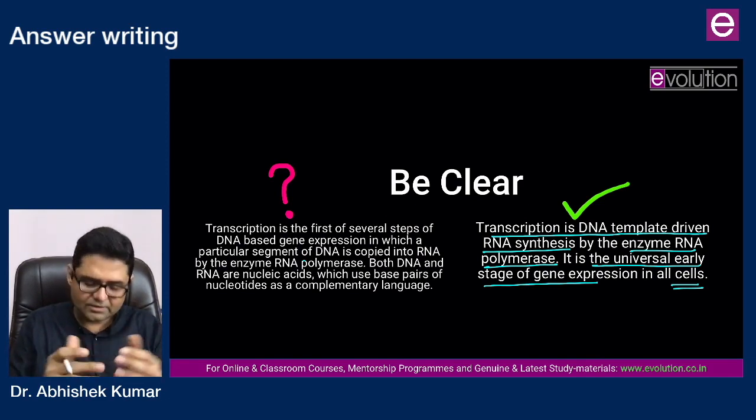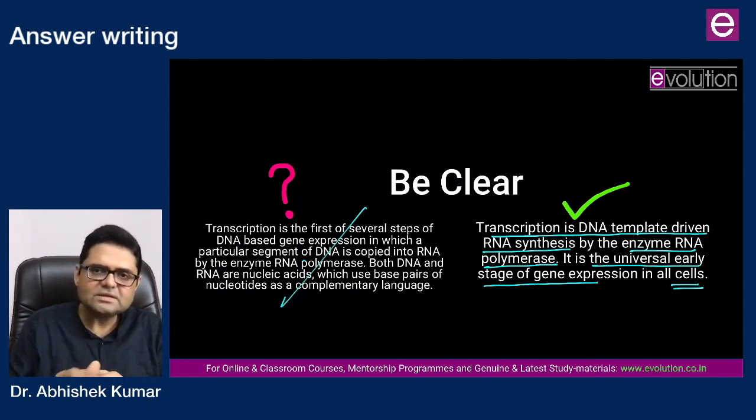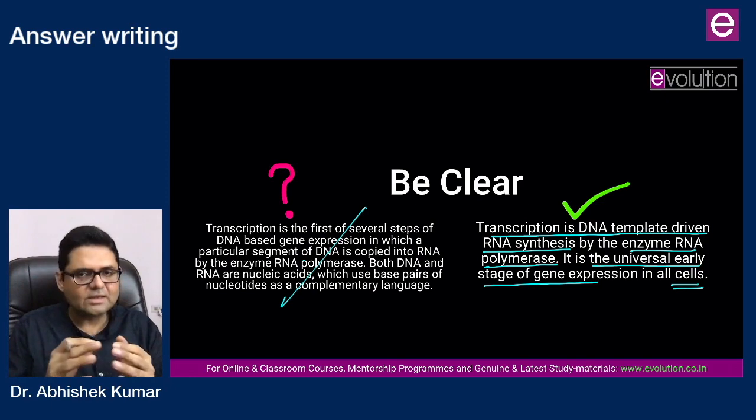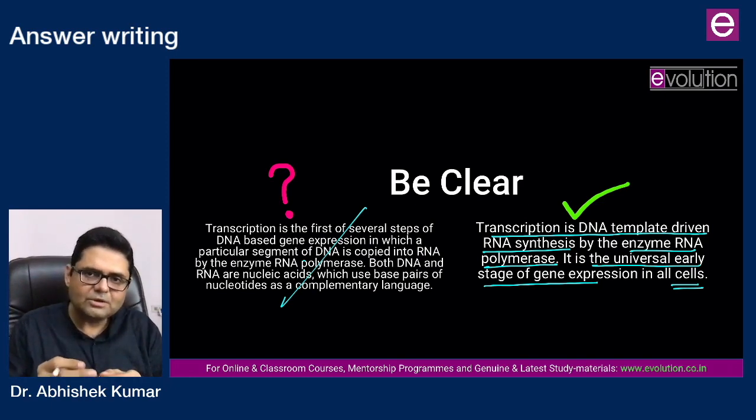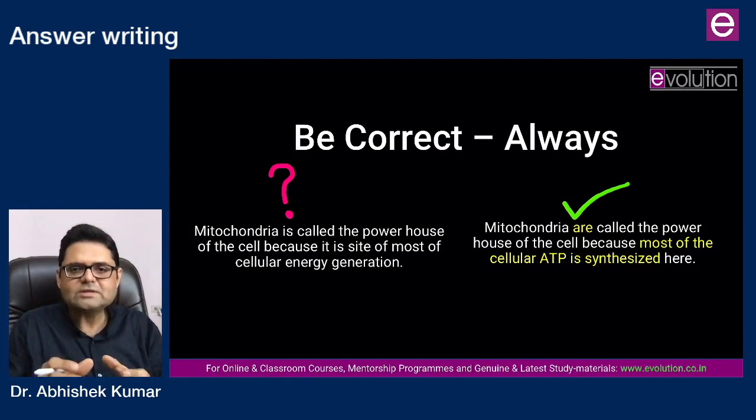Do not write vaguely. So this I would not like. The other one is just an example of how you can write with clarity. I hope I have been able to illustrate this point. Next one is: always and always be correct. In sciences, this is one of the most fundamental things.